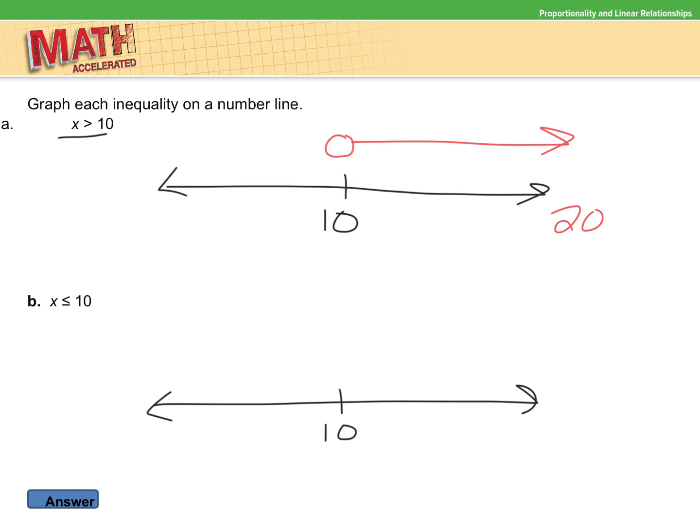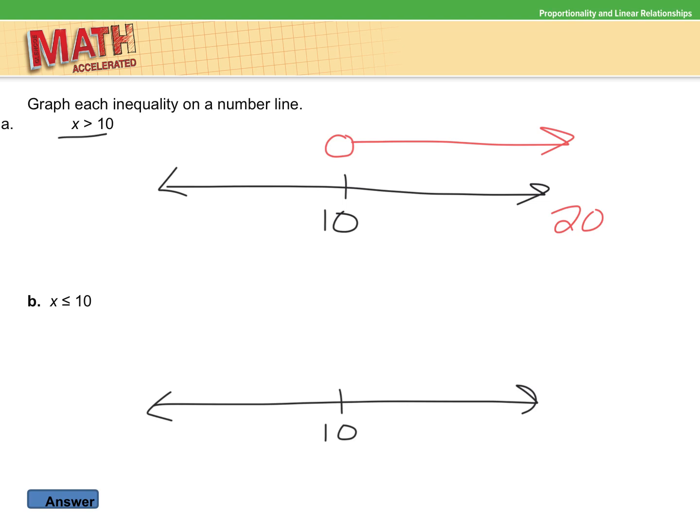On B, someone read to me what that says. X is less than or equal to 10. There you go. Again, where do we start? At 10. What's my next question? Open or closed? Show with your hand. Is it open or closed?